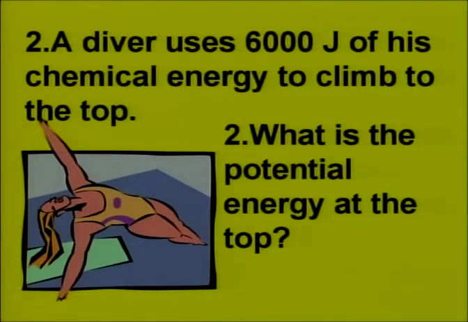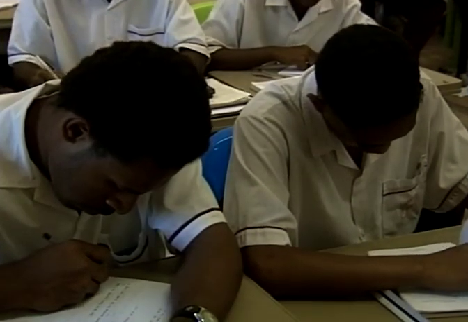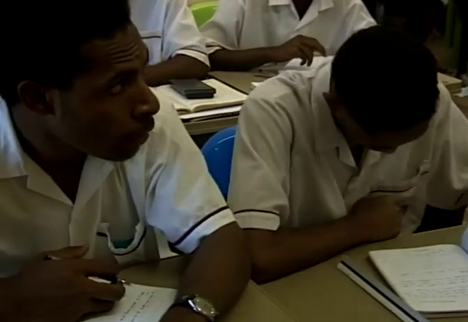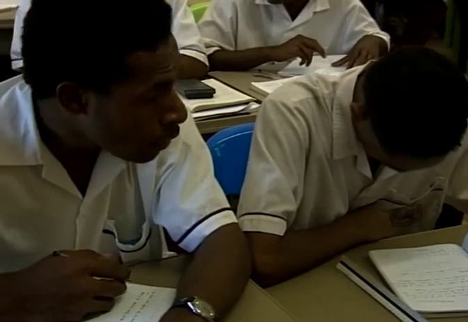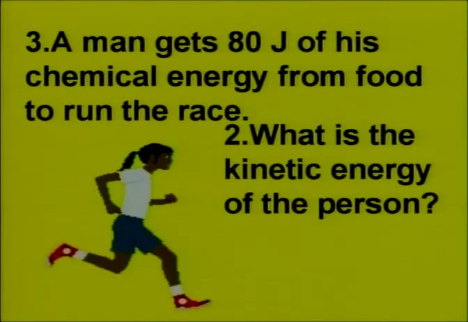All right, here will be the last question. That is question number 2, and then if I have to give you question 3, that is 80 joules of his chemical energy from food. What is the kinetic energy of the person?